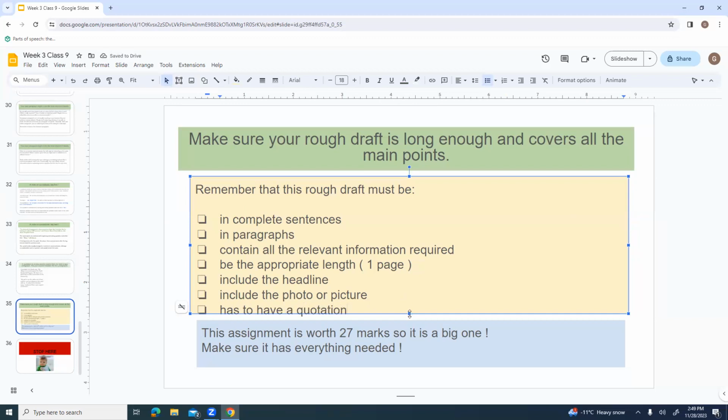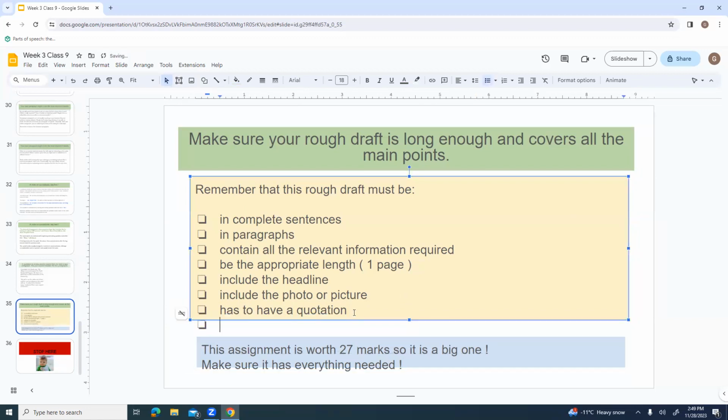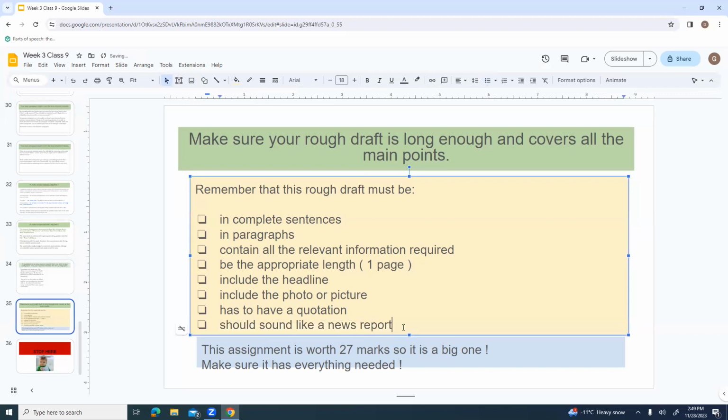The other thing I'm going to mention is, I don't know if I can explain this very easily, but it should sound like a news report. And the phrase I'm going to use is objective. Objective, not opinionated. Right? They don't write what they themselves think, and they absolutely don't mention what they feel, right? It's just not considered appropriate in writing a news article.